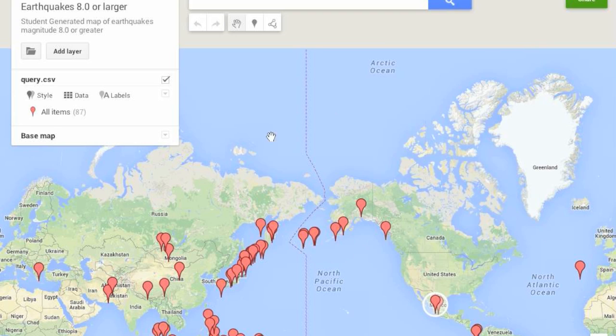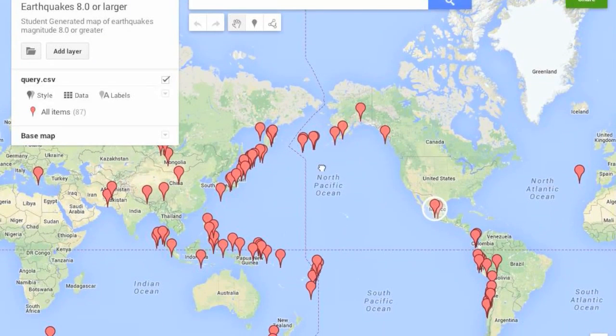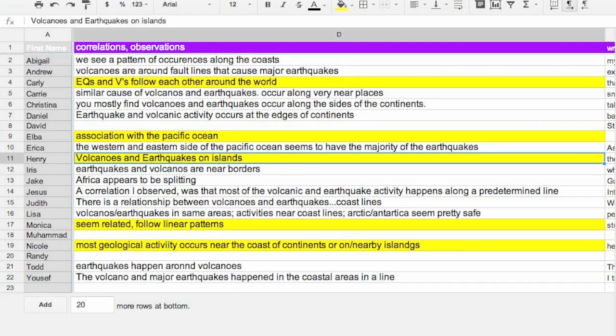And then after plotting these and volcanoes, they're asked in a quick write to basically describe any patterns that they see. So here's some student inputs, and these are some of the correlations or observations that they've made. For example, Carly seems to say that earthquakes and volcanoes follow each other around the world. In other words, these tend to be associated with each other. Elba's mentioning that there seems to be a strong association with the Pacific Ocean, particularly the rim of the Pacific Ocean, I imagine.